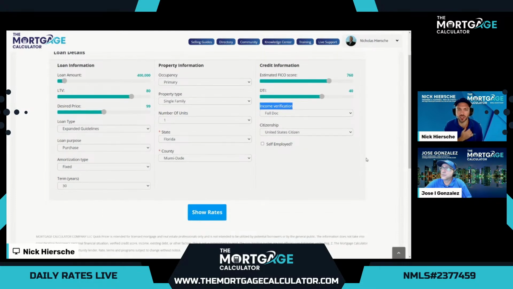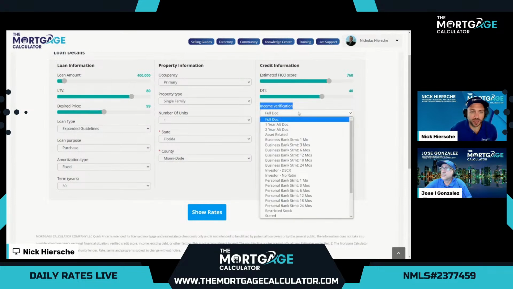income verification option. So for a non-QM program, we typically would not choose full doc. That's what we use for conventional and FHA. That's 2 years of tax returns. So we'll typically choose one of these alternative options, such as asset-related programs, business bank statement programs, DSCR programs for our investment properties, personal bank statement programs.